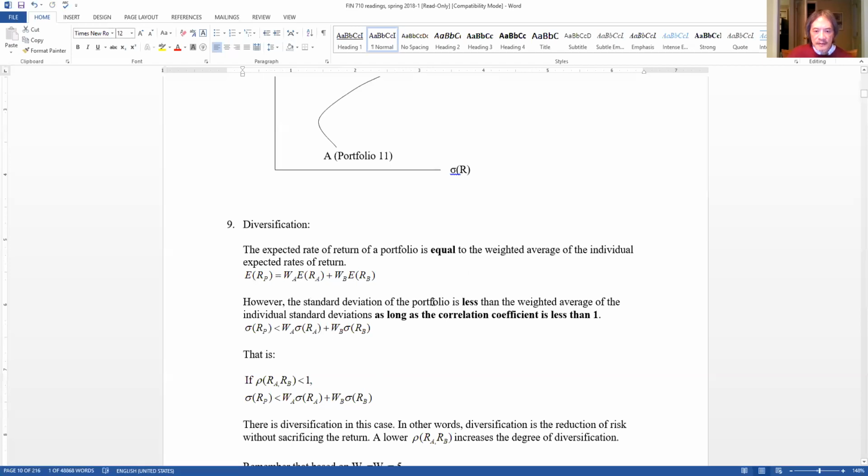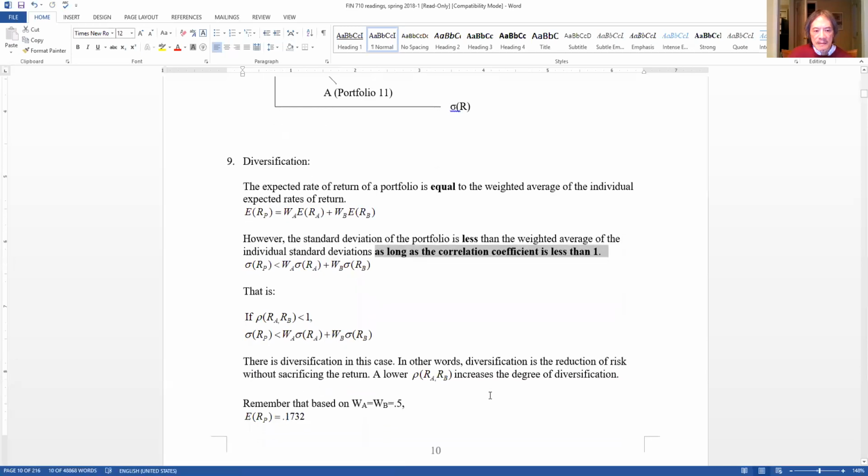Now, the standard deviation of the portfolio is less than the weighted average of the individual standard deviations, as long as the correlation is less than 1. Keep this in mind. The standard deviation of the portfolio is less than the weighted average of the two individual standard deviations, as long as the correlation coefficient is less than 1. In mathematical expression, if the correlation is less than 1, well, then the standard deviation is less than the weighted average.